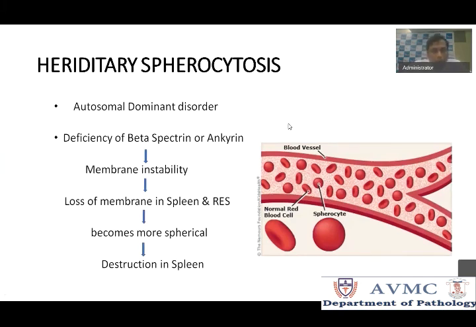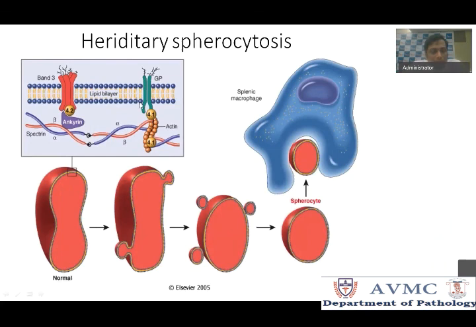So you know this is an autosomal dominant disorder. This is basically because of the membrane proteins which are absent, especially beta spectrin and or ankyrin. There could be band 3 deficiency also. So when these proteins are absent in the marrow, the membrane becomes unstable. This is a classic text diagram which you see in your Robbins. This is a normal biconcave shape, which is maintained by the presence of these proteins. When these proteins are not there, what happens?